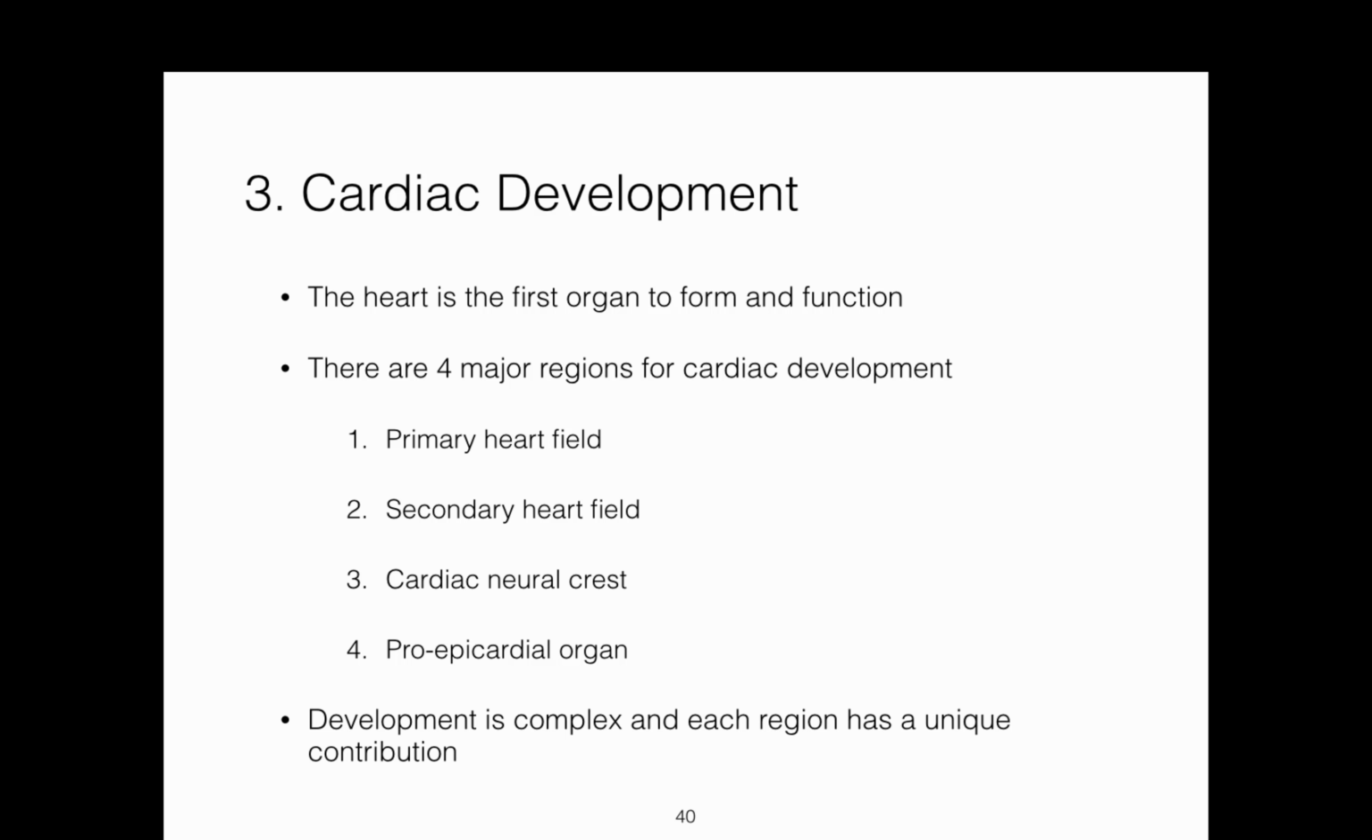Cardiac development. The human heart is the first organ to form and function. There are 4 major embryonic regions for cardiac development: the primary heart field, the secondary heart field, the cardiac neural crest, and proepicardial organ. Cardiac development is complex, and each region has a unique contribution.